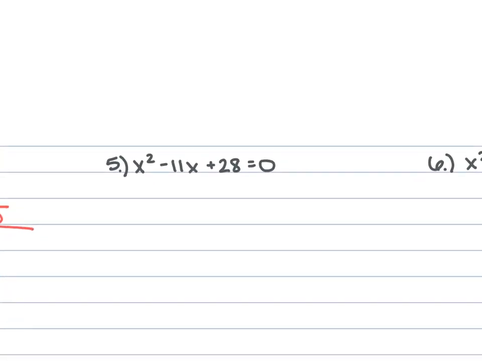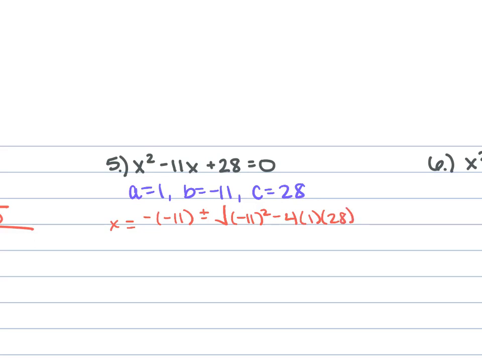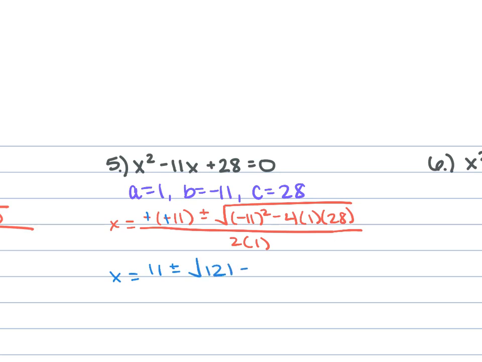For 5, we have x squared minus 11x plus 28 is equal to 0. So our a is 1, our b is negative 11, and our c is 28. So this is going to give us x is equal to negative times negative 11 plus or minus the square root of negative 11 squared minus 4 times 1 times 28 all over 2 times 1. So x is equal to positive 11 plus or minus the square root of 121 minus the 4 times the 28 gives us 112 all over 2.